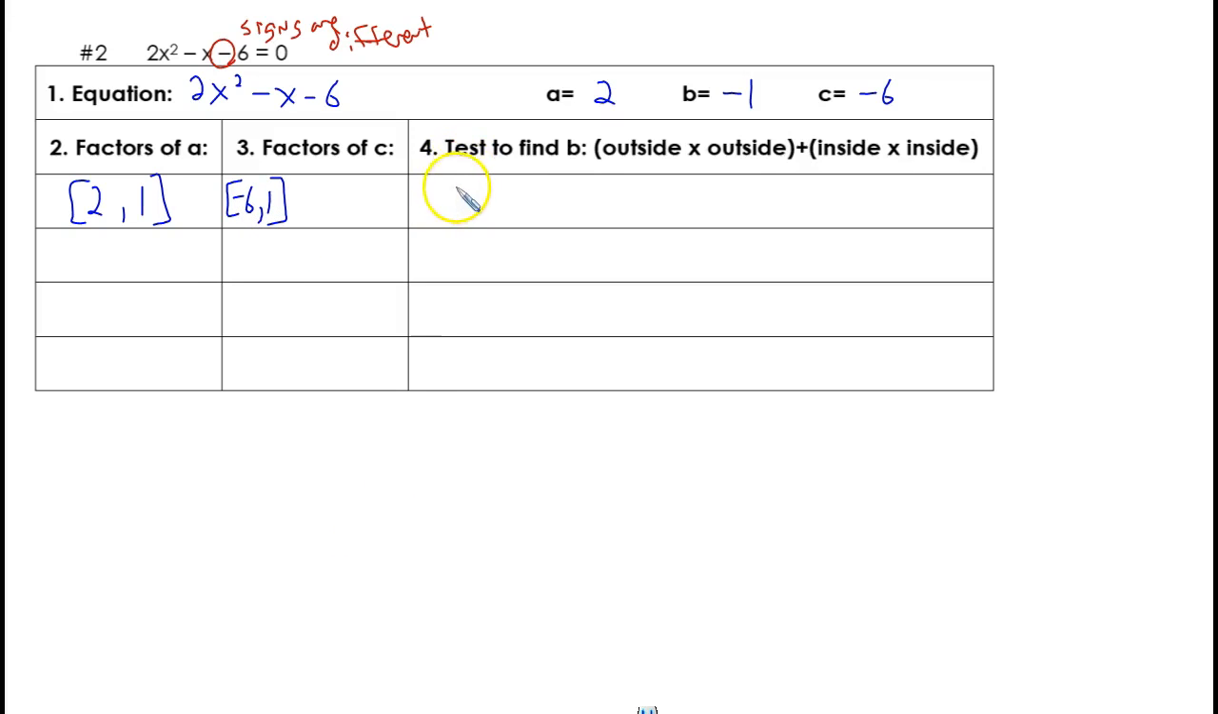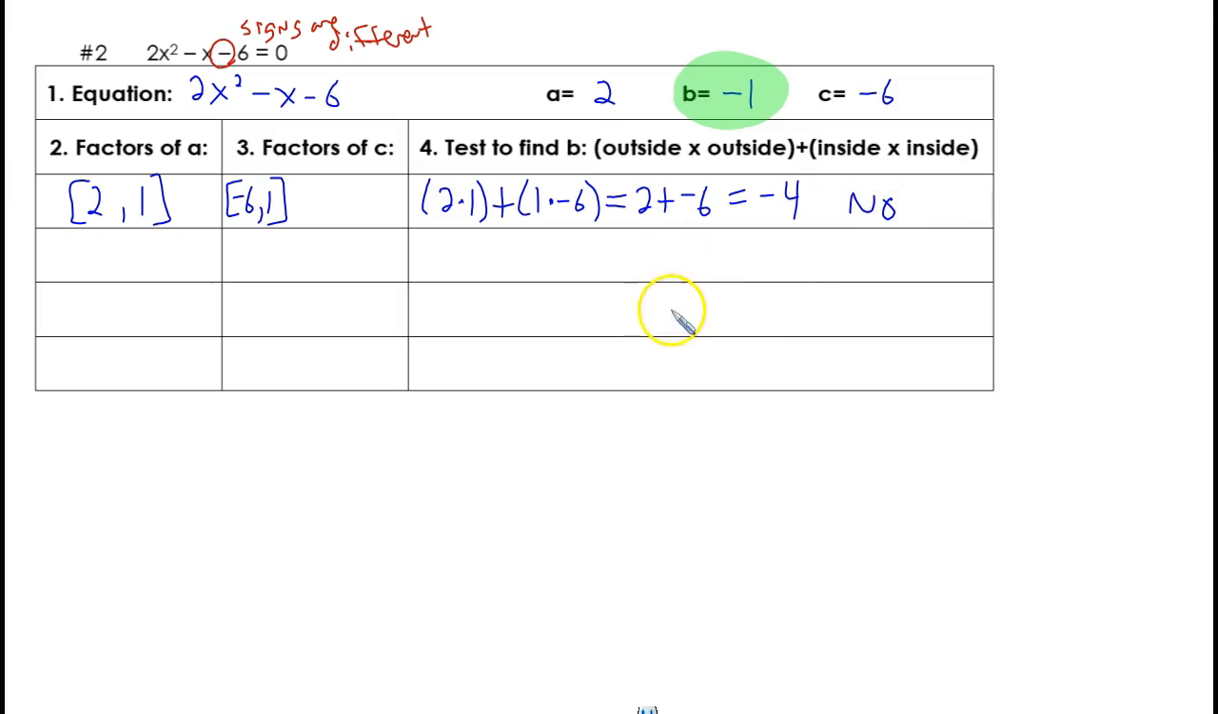And when I'm testing this out, outside times outside, 2 times 1, plus inside times inside, 1 times negative 6. I think some of you are starting to say, if I were doing this, I wouldn't write all this part out. I would just say 2 times 1 is 2, and 1 times negative 6 is negative 6, and that's okay. You can tighten this up a little bit and speed up, but as a teacher showing you how to do it, making sure I put in every step, I'm going to be pretty thorough. Did I get negative 1, the B that I was looking for? The answer is no. Here I got negative 4.